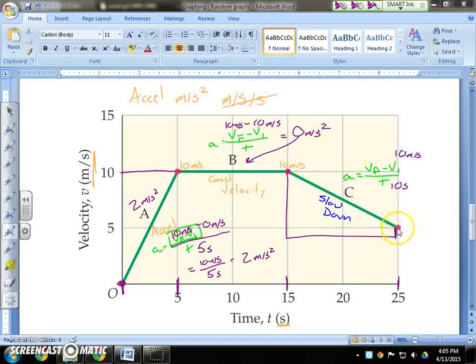And our final velocity is going to be that 5 meters per second over there, 5 meters per second. So 5 minus 10 gives us a negative 5 meters per second over 10 seconds. Otherwise, a negative 0.5 meters per second squared. So we are decelerating or slowing down at a rate of half a meter per second squared. All right.